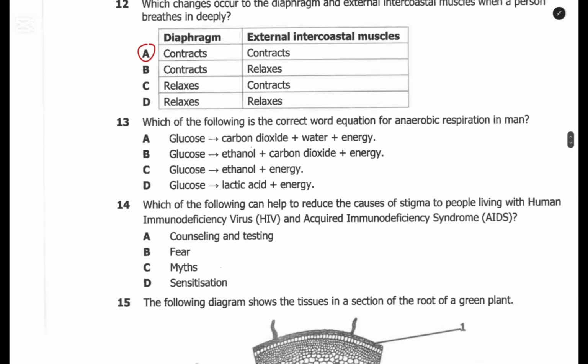Which of the following is the correct word equation for anaerobic respiration in man? Anaerobic respiration in man takes place in the muscles, and what is produced is lactic acid, and therefore the last one, or D, is the answer. Lactic acid plus energy. Okay.